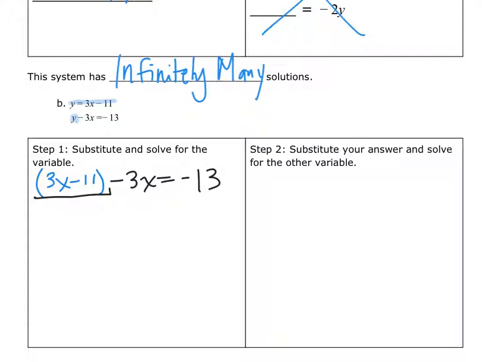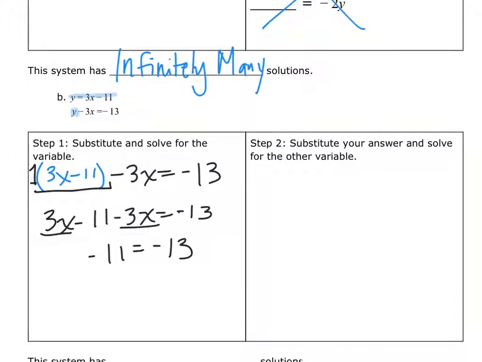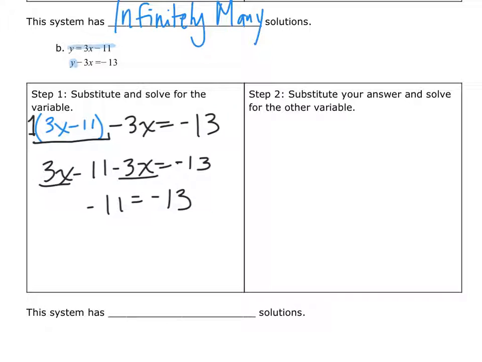So I don't have anything to distribute, that's a 1. So I have 3x minus 11 minus 3x equals negative 13. So 3x minus 3x, those are 0, so I have negative 11 equals negative 13. Well, that's not a true statement. So that implies these two lines are parallel, so that means this system has no solutions.